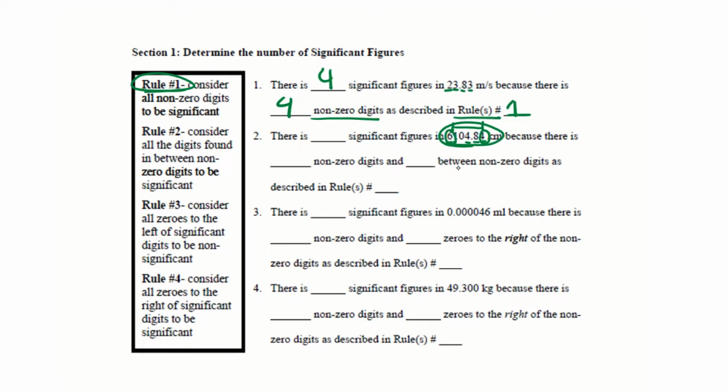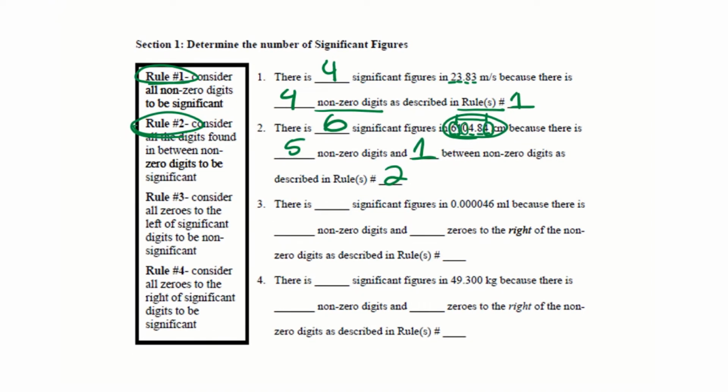So that would be a total of 1, 2, 3, 4, 5, 6 significant figures, because there is how many non-zero digits here? Well, there is 1, 2, 3, 4, 5. There is 5 of them. And how many digits are in between those non-zero digits that we didn't already count? Well, there was one of them right here that's 0. So that means 5 plus that 1, that gives me the total of 6. Now, this is described in rule number 2, as we just mentioned.